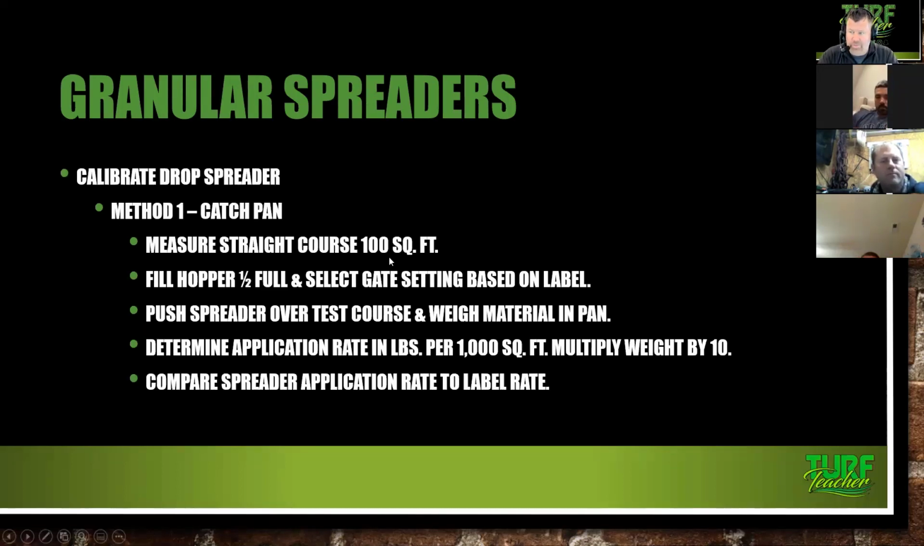So method one, we've got a catch pan. You need to measure a course of 100 square feet. You need to fill the hopper half full. Again, remember, we have to use the fertilizer or the pesticide that we are using to calibrate this piece of equipment. Push the spreader over the test course and weigh the material in the pan. Not my favorite way to do it, but it does work. You can determine the application rate in pounds per 1,000 square feet by multiplying the weight by 10. Compare the spreader application rate to the label rate.